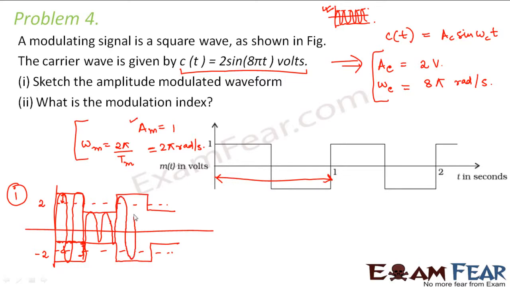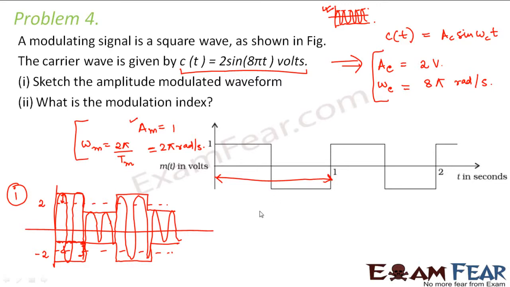So somewhat like this. Clear? So this is how we plot an amplitude modulated waveform. For that, it is very important that you have an idea about the amplitude of the carrier wave and the amplitude of the modulating signal. In that case, you will be able to plot it correctly.